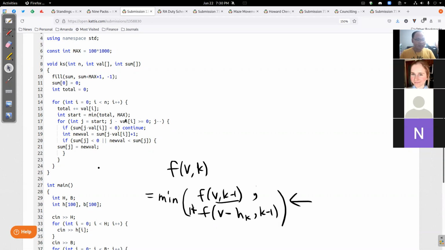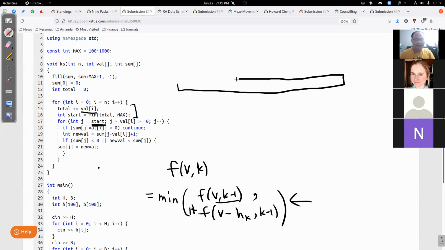Now, there's one other thing that maybe requires a little bit of explanation here. I keep a running total of all the package sizes I've seen. And then when I loop, I only loop from that position on. So what am I saying? If this is V, and I know that after 3 packages, if I use all 3 packages, this is as much as I can ever reach, right?